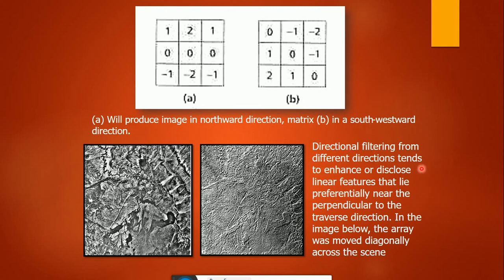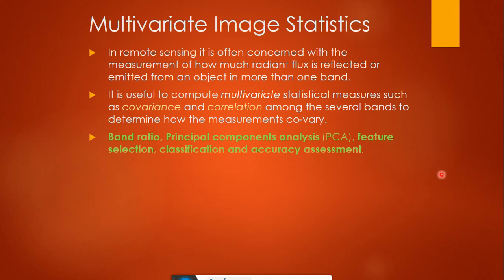I hope this is well explained, and this is the ratio of the two bands. Shadow effects and less illuminated areas get enhanced more. This is the before correction and after correction, that is band ratioing.